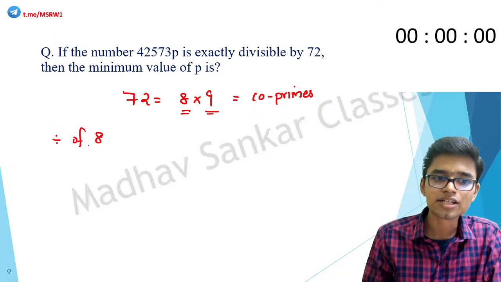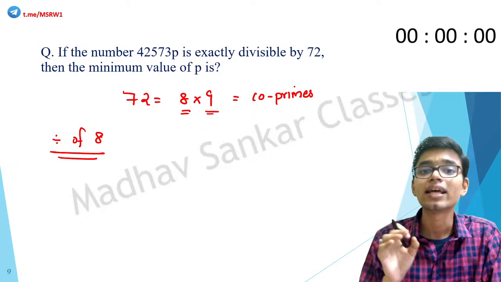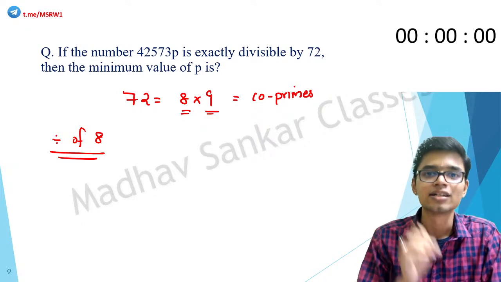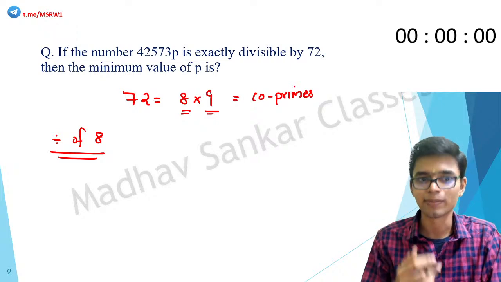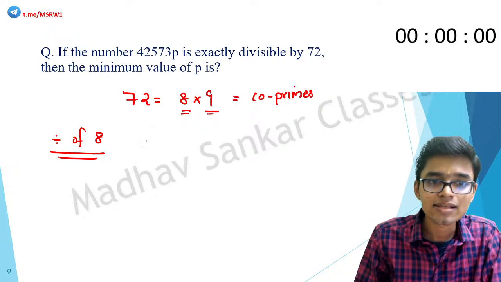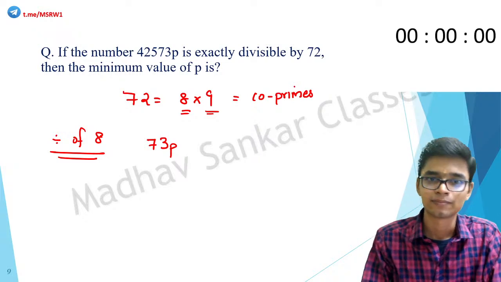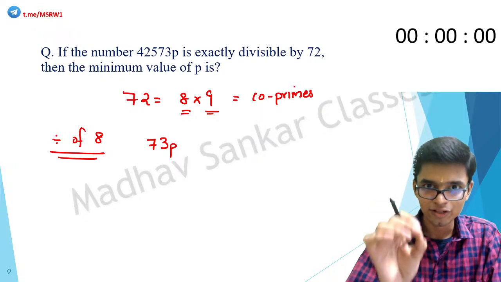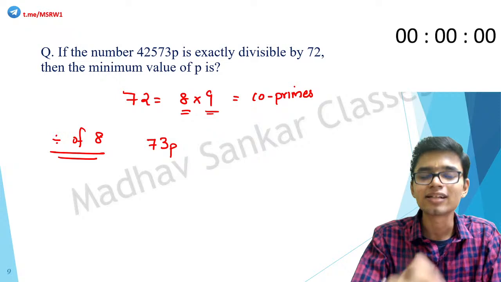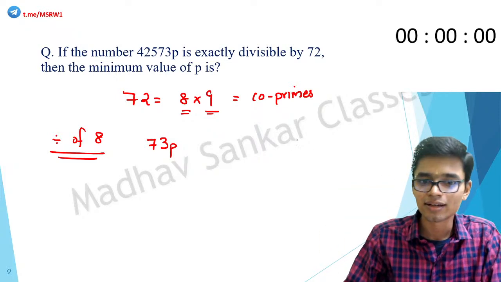to check divisibility by 8, the last 3 digits should be divisible by 8. The number formed by the last 3 digits, that is 73p, should be exactly divisible by 8. So what is the value of p which makes this number exactly divisible by 8? That is the question. So let's try it out.